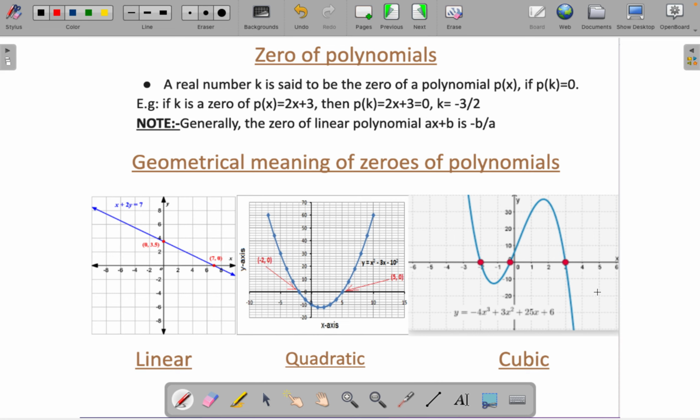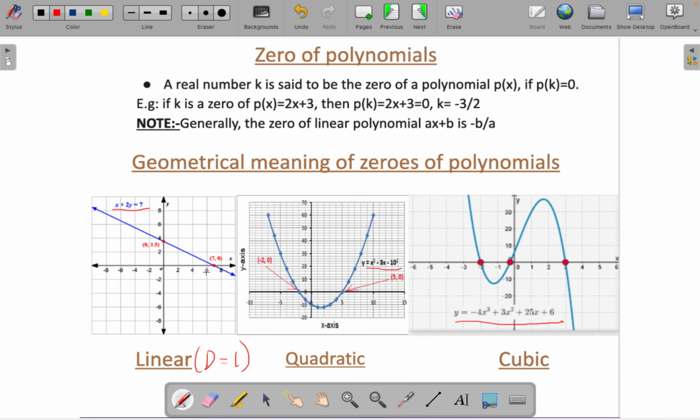I have taken 3 different kinds of polynomials here and I have plotted a graph. This is a graph of a linear polynomial. The equation of that linear polynomial is x plus 2y equal to 7. Okay, this is a quadratic polynomial, x square minus 3x minus 10, right? So similarly, this is a cubic polynomial.